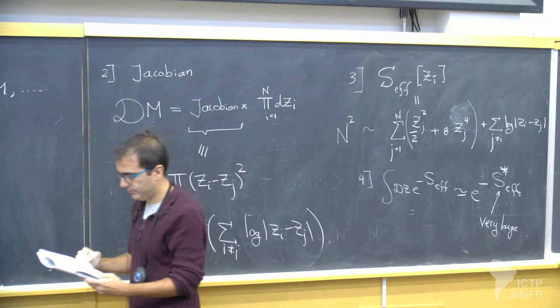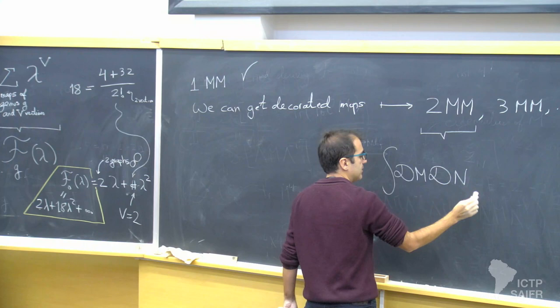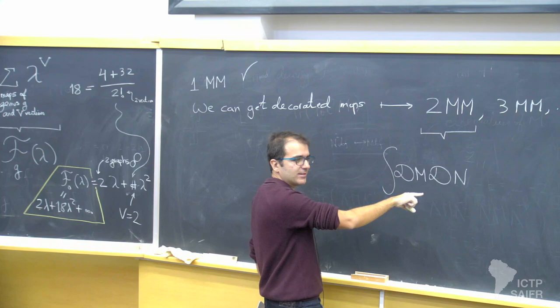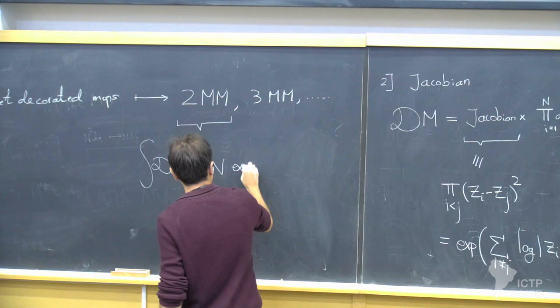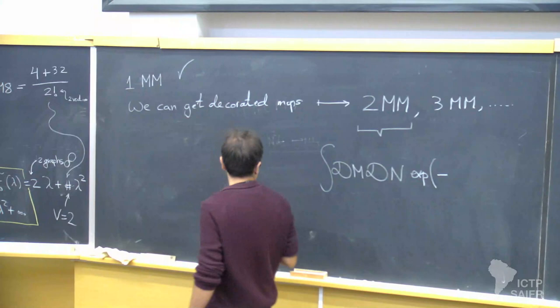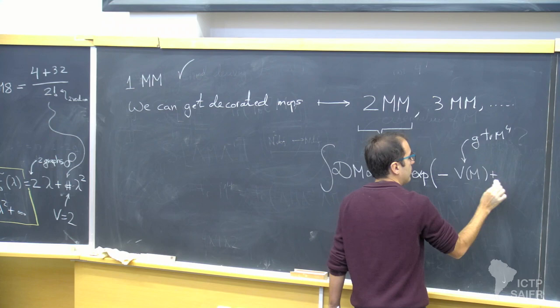For example, for the two matrix model, what would we write? We would say I have an integral over one type of matrix M, another type of matrix, say, N. N is not the size of the matrix, it's the matrix. Exponential of minus, let's say that instead of trace of M to the 4, I will have some potential for M. This potential for M could be just G trace of M to the 4 or something else, plus some potential for the other matrix.